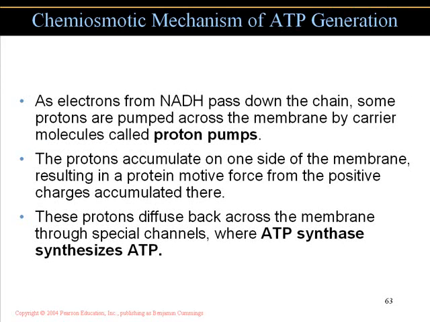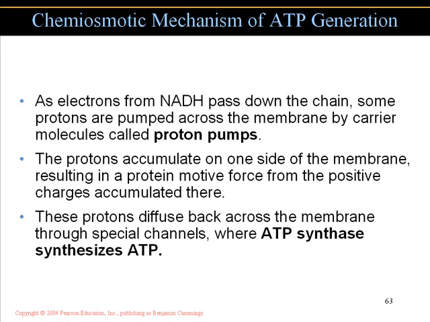Your book has a very good illustration that typifies the chemiosmotic mechanism for ATP generation. Again, electrons from NADH pass down a chain in reactions. Some of the protons are pumped across the membrane, and the carrier molecules that do this are referred to as proton pumps. Remember, these substances aren't freely permeable and require energy. A proton pump requires energy to pass these charged particles across.